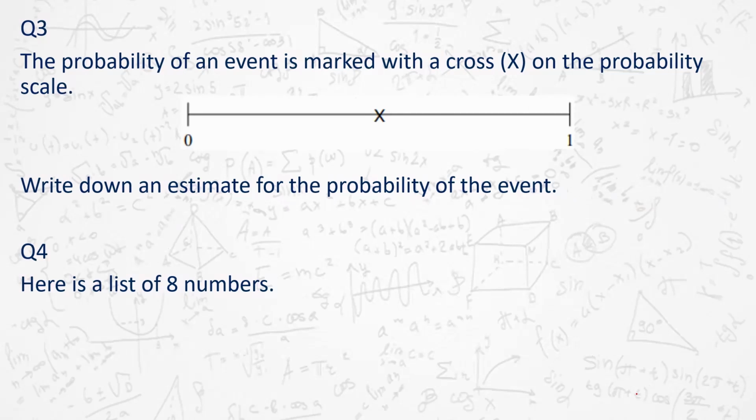Question 3. The probability of an event is marked with a cross on the probability scale. Write down the estimate for the probability of the event. It looks like it's in the middle between 0 and 1, 0 being 0%, no chance, and 1 meaning 100%. So in this case, it will be half.